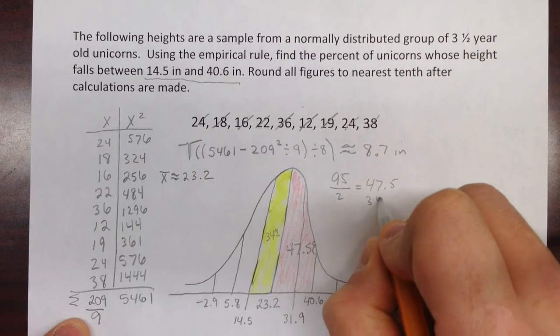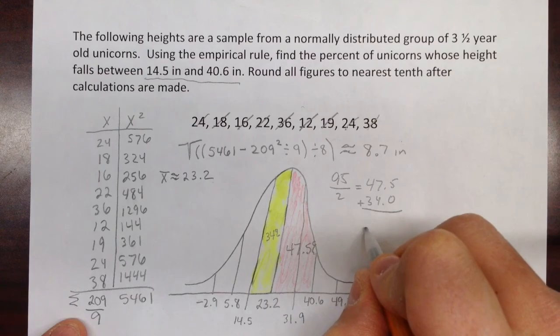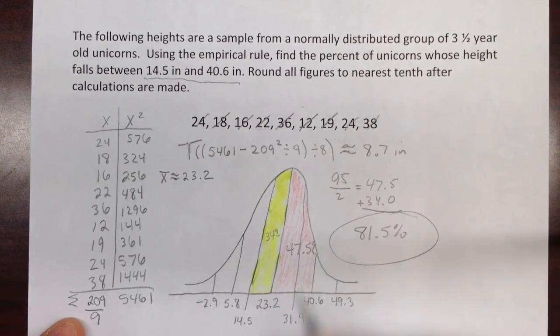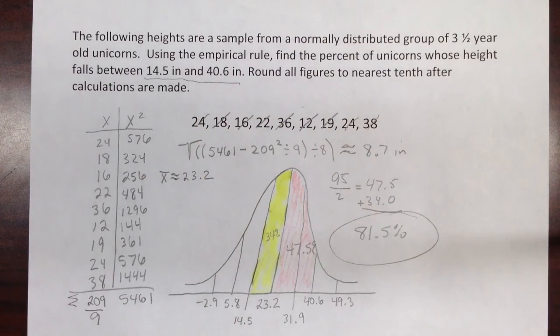We want the total distance between the both, so we add them together. So add together 34 plus the 47.5%. That gives you your total answer of 81.5%. So 81.5% of the baby unicorns, actually they're not babies, are they? No, just unicorns. 81.5% of them fall between the range of 14.5 inches tall and 40.6 inches tall.